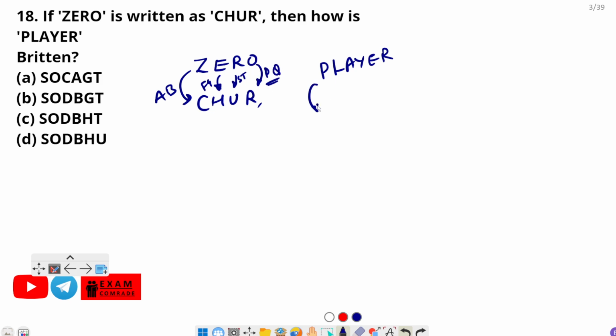So skip two letters: PQRS, RSTU, EFGH, SHU. I think this is the answer. Fourth option is the right answer. Let's go to next question.